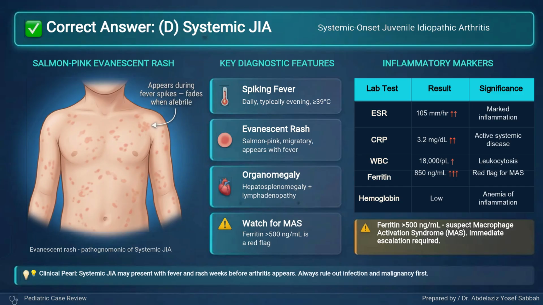Organomegaly with hepatosplenomegaly and lymphadenopathy is common. Laboratory markers show erythrocyte sedimentation rate at 105 mm per hour, C-reactive protein at 3.2 mg per deciliter, white blood cell count at 18,000 per microliter, and ferritin at 850 nanograms per milliliter. Ferritin above 500 nanograms per milliliter is a red flag for macrophage activation syndrome, requiring immediate escalation. Always rule out infection and malignancy first.